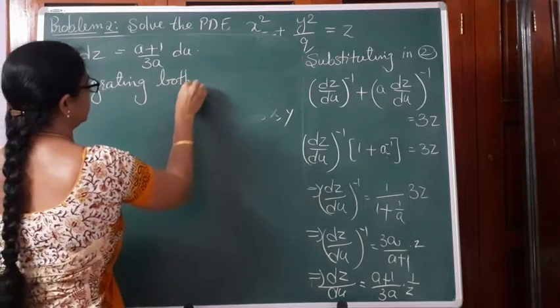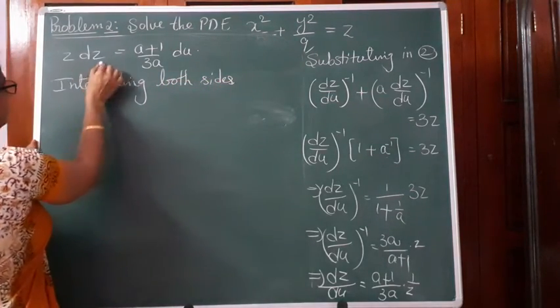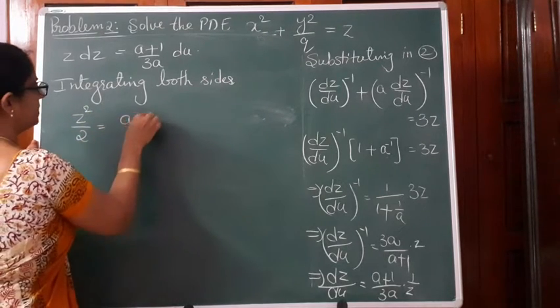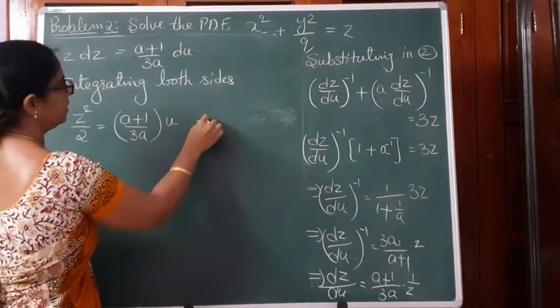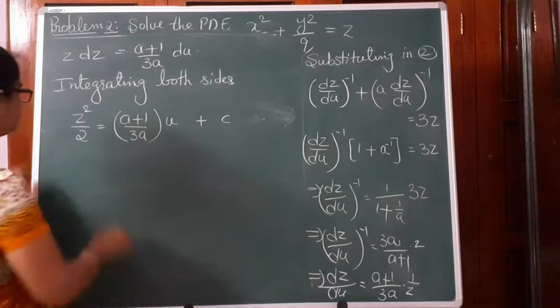Integrating both sides, we get integral of z dz is z square by 2 is equal to (a plus 1) by 3a, it is constant, into integral of du is u plus integration constant c. Now substitute what is u.